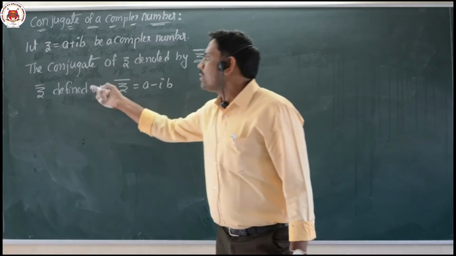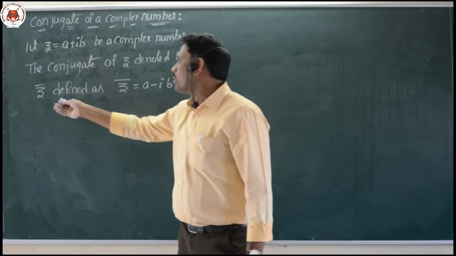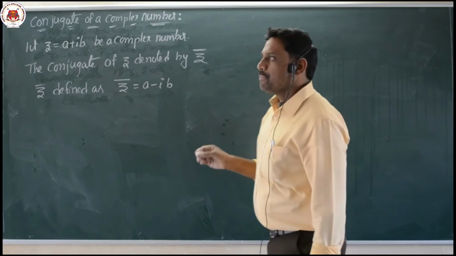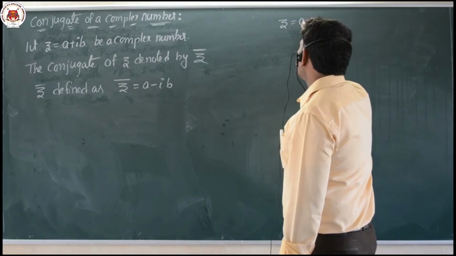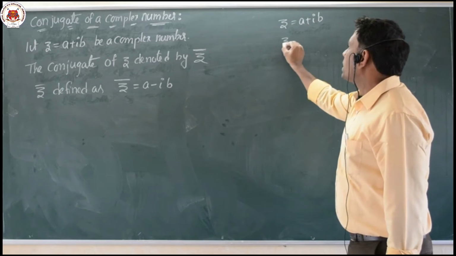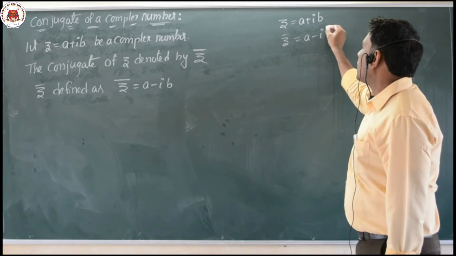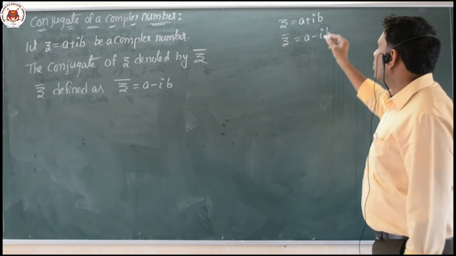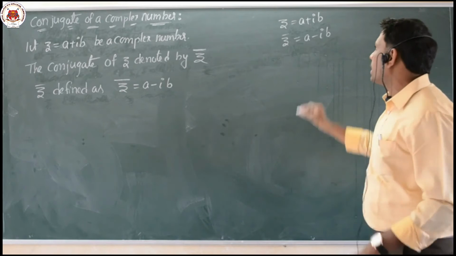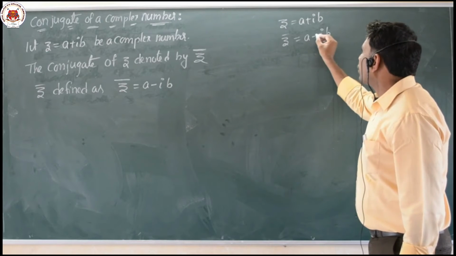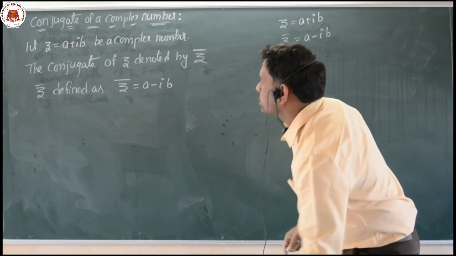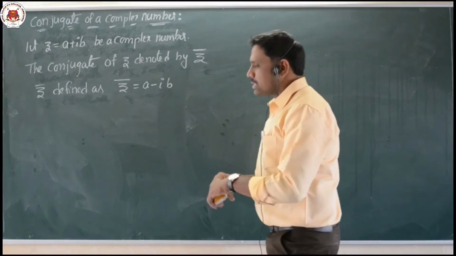So what is the formula of this z bar? This z bar is defined as a minus ib. Means one complex number is there, z equal to a plus ib, then its conjugate we write as a minus ib. Here we only change the sign of i, not the sign of a or b, only the sign of i. It is called the conjugate. So that is the conjugate of a complex number.